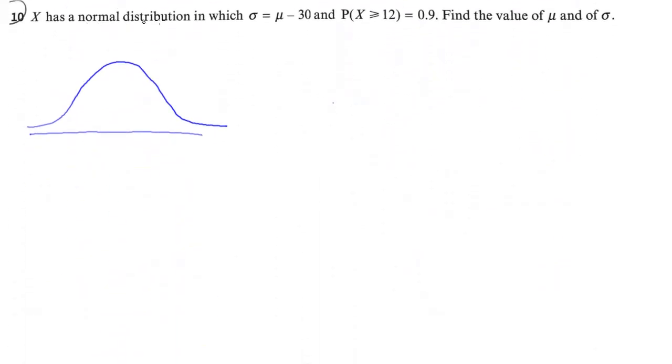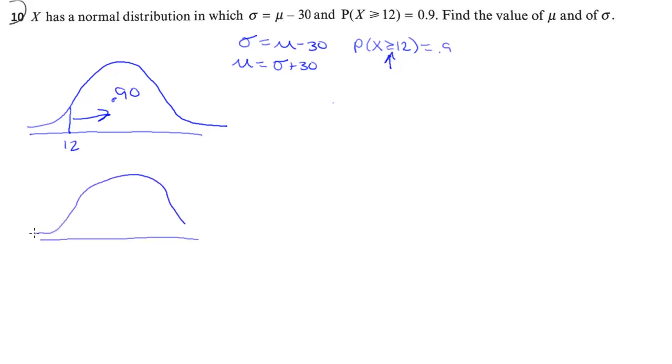In problem number 10, we've got a normal distribution. We know the standard deviation is equal to the mean minus 30, which means the mean must be equal to the standard deviation plus 30. We know the probability that x is greater than 12 is equal to 0.90. If I graph that, 12 is going to be over here somewhere because 0.9 of the data has to be to the right of it.